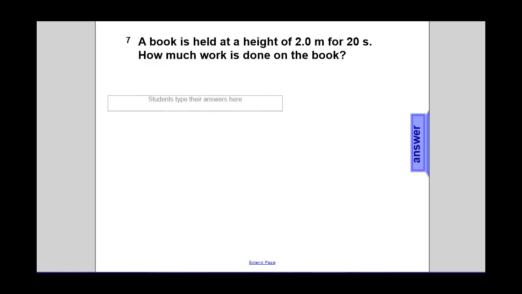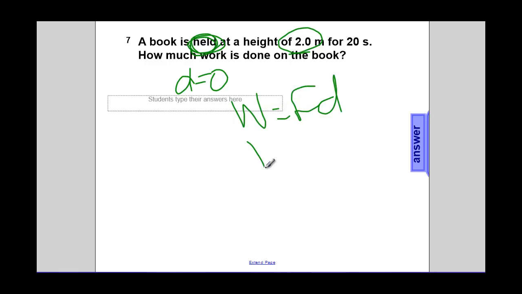A book is held at a height of 2 meters for 20 seconds. Keyword here, held. That means our distance does not change. So our D is 0. Just because it gives a starting height doesn't mean that it's changing. So if our distance is 0 and work equals force times distance, that means our W also equals 0.